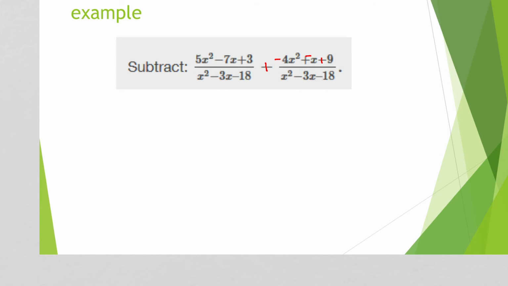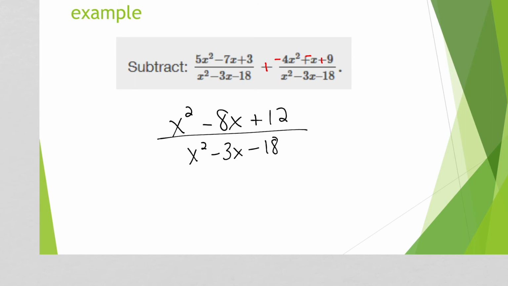I'm still saying it. And that means that we can combine our like terms in the numerator, okay? So our like terms right here, 5x squared plus a negative 4x squared, just gives us plain old x squared. Then we have minus 7x plus a minus x. That gives us a minus 8x. Then we have a plus 3 plus 9. So that gives us a plus 12. All over x squared minus 3x minus 18. Now, I believe the numerator and the denominator are both factorable.